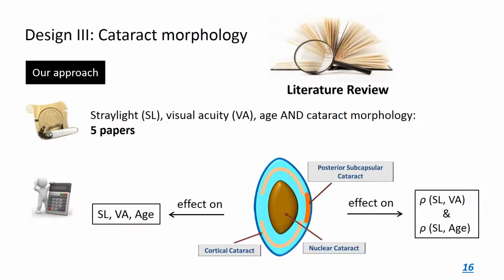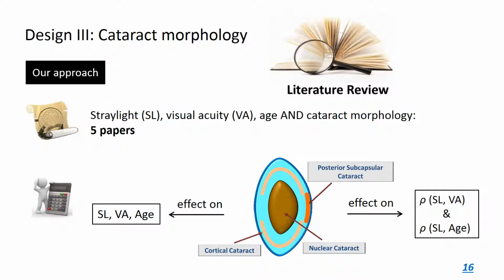Therefore, we need to establish morphologically stratified phakic references. In this part of the thesis, we performed a literature review to identify relevant papers which contain data on stray light, age, and visual acuity in 3 common types of cataract. In addition, we recalculated the significance of the relation between stray light and visual acuity, taking cataract morphology into account. The published studies included in this literature review evidenced individually that such correlation varies from one type of cataract to another.